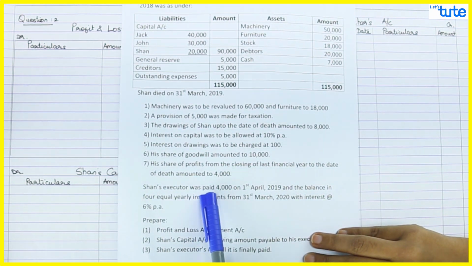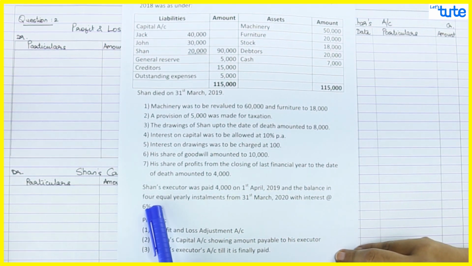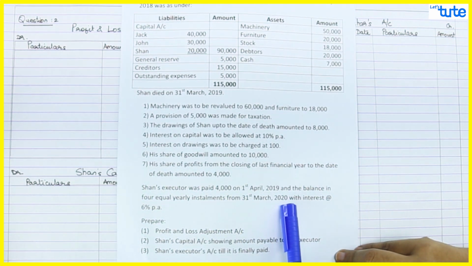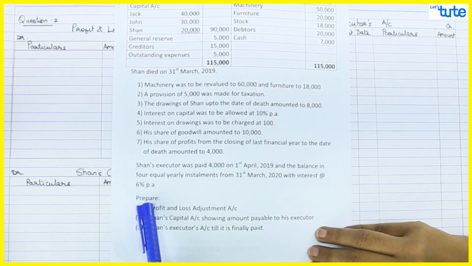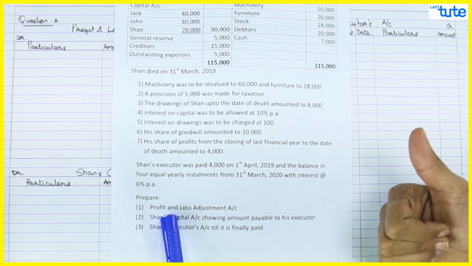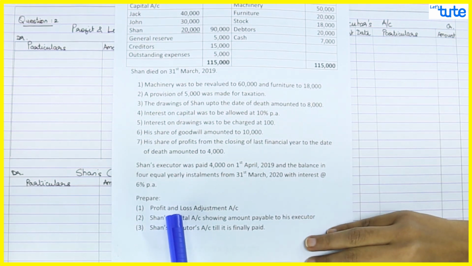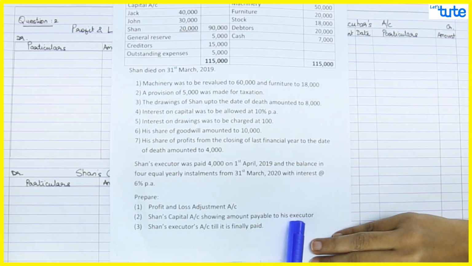Sean's executor was paid 4,000 on 1st April 2019 and the balance in 4 equal yearly installments starting from 31st March 2020 with interest at 6% per annum. We are required to prepare profit and loss adjustment account, so that is as good as revaluation account. Revaluation account is also known as profit and loss adjustment account. And Sean's capital account showing the amount payable to his executor.